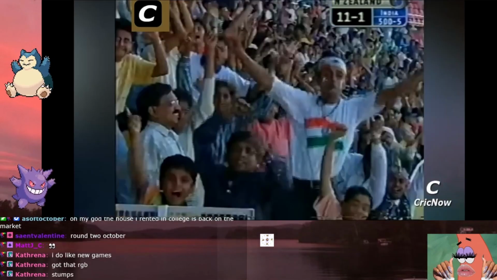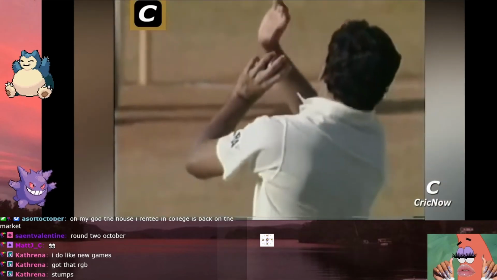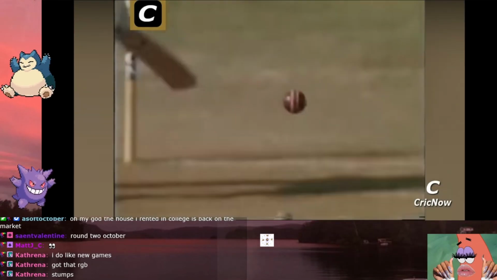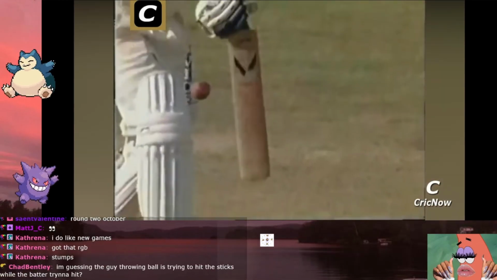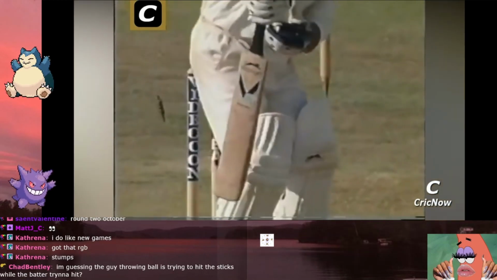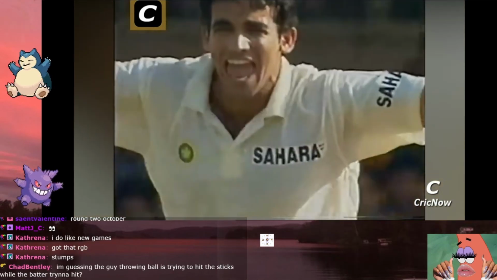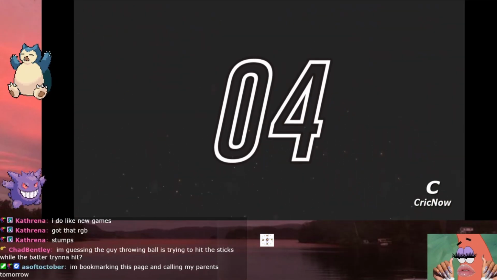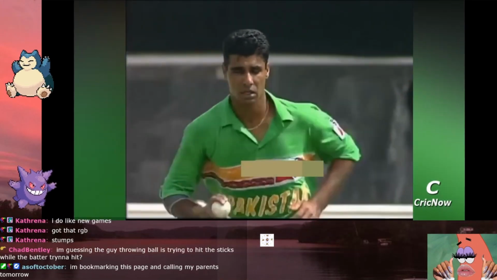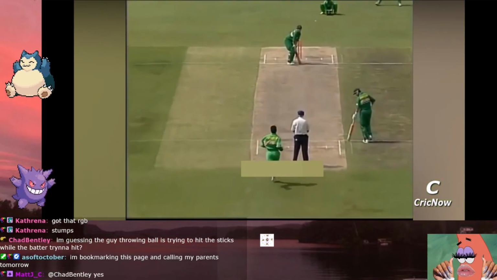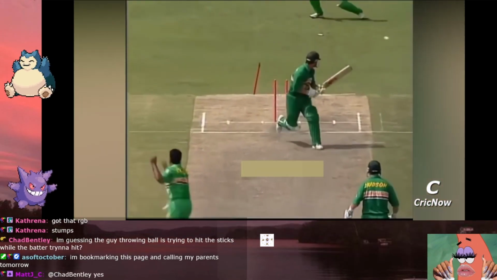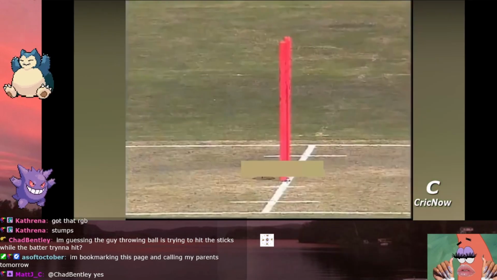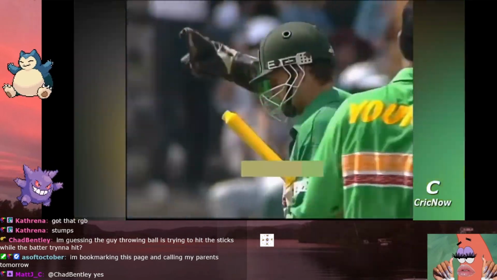The RGB stumps. See, I'm a hater of the RGB stumps. There was an example in a recent test between West Indies and Australia where Kemar Roach hit the bail and it just rotated in place, because it's three times as heavy as a normal wooden stump and also made of plastic. So it didn't actually break the wicket, it just rotated in place, and the guy wasn't out.